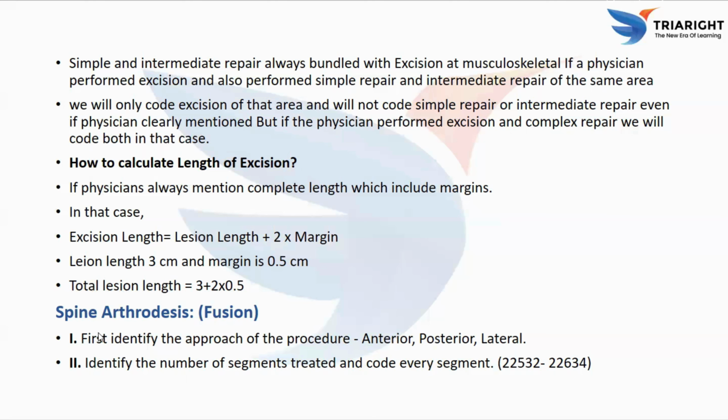And step 2, identify the number of segments. Each spinal segment must be coded separately. One segment is one code. So 2 segments is a base code plus an add-on code. For example, a fusion at L4 to L5 is one segment. Fusion at L4 to L5 and L5 to S1 is 2 segments, so you have to add one base code plus one add-on code. And here is the code range, 22532 to 22634. This is used based upon the approach and number of segments.